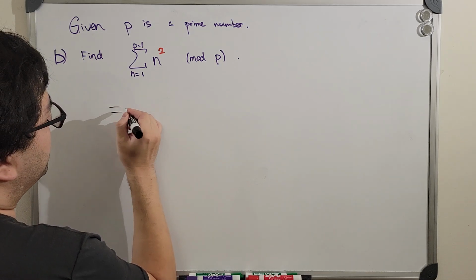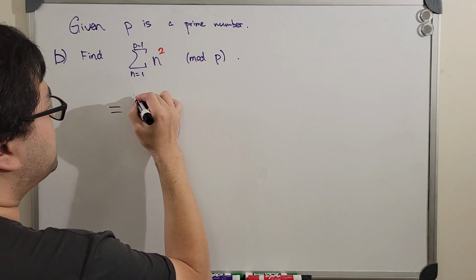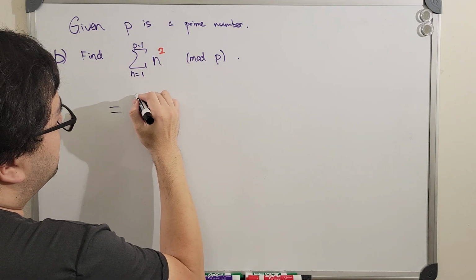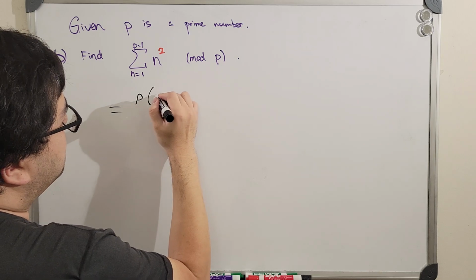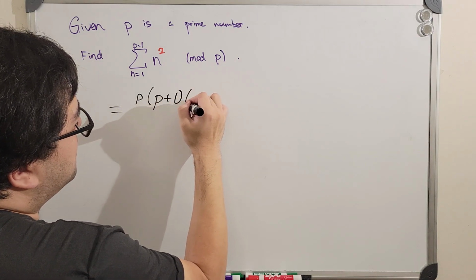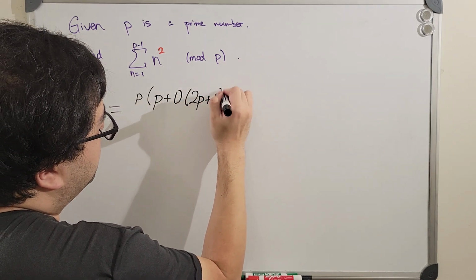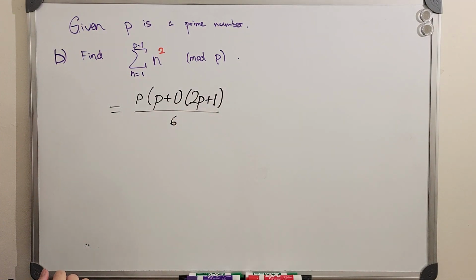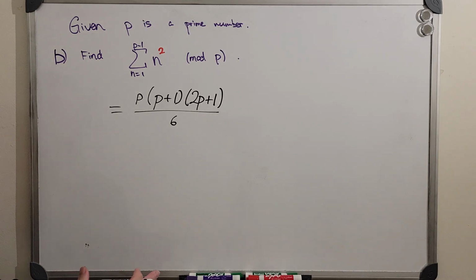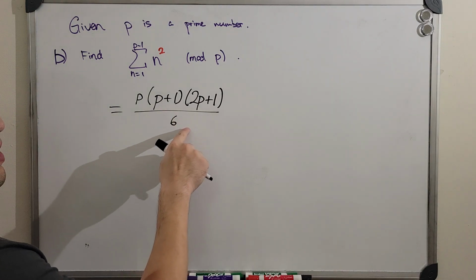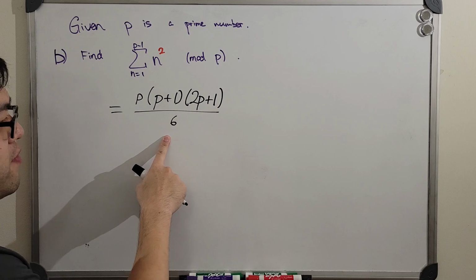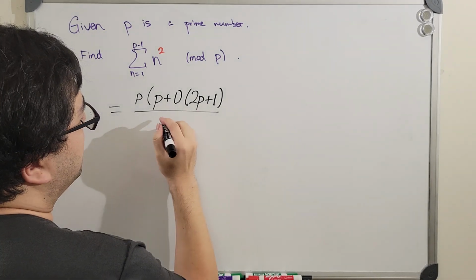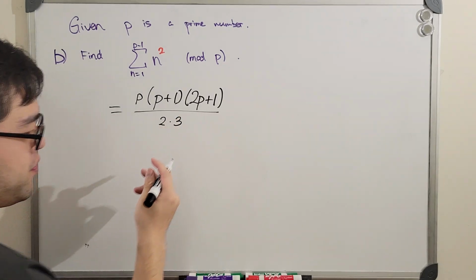Well, again, we can use the formula to show that this sum will give us p times p plus 1 times 2p plus 1 all over 6. Then what are we supposed to do? Well, now we need to pay attention to the denominator. We have a denominator 6 here, which in fact can be rewritten as 2 times 3.